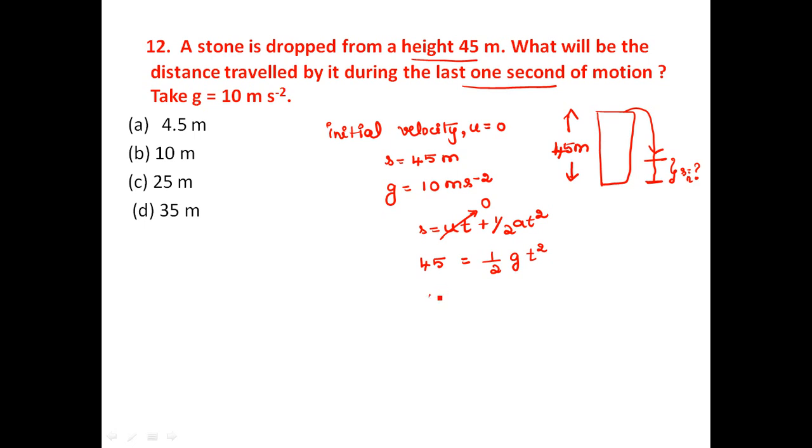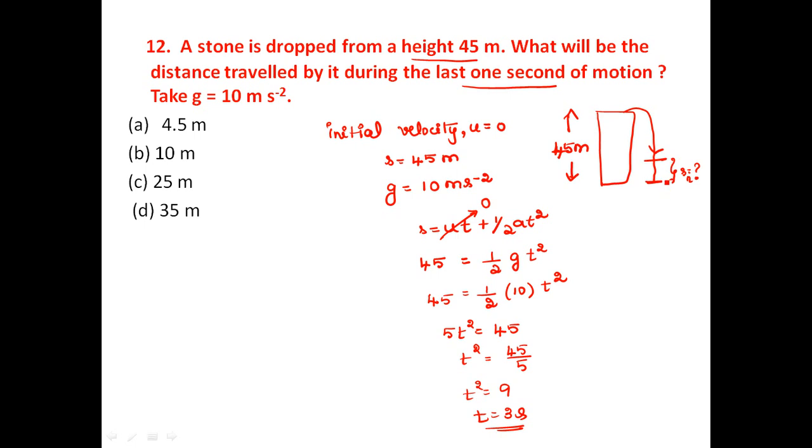I'll get the value of g if it is given in the question, that can be substituted, right? g as 10, half into 10 gives 5t square, equal to 45, or t square is equal to how much? t square equal to 45 by 5, right? t square equal to 9, and hence t is equal to 3 seconds, which says that the stone took a total of 3 seconds to reach the ground.